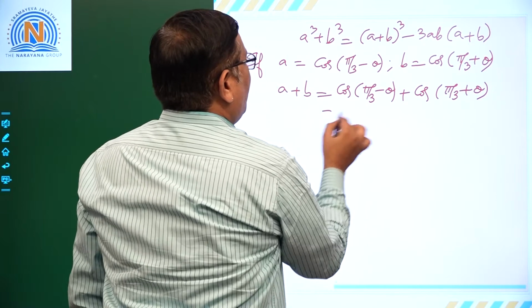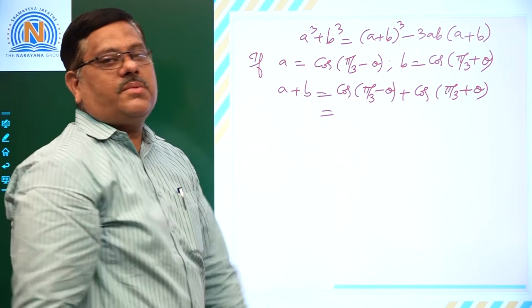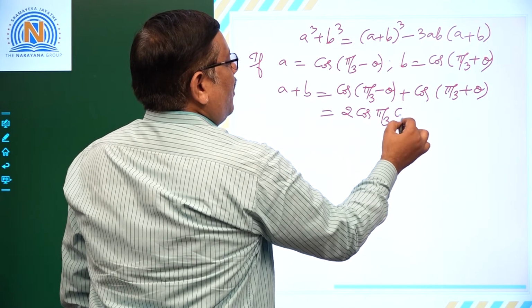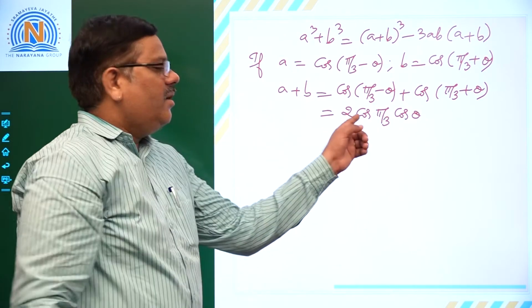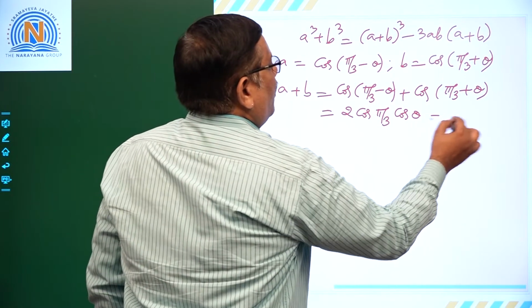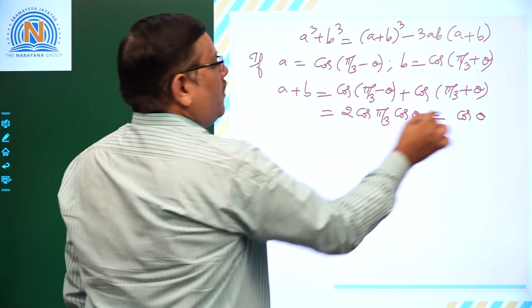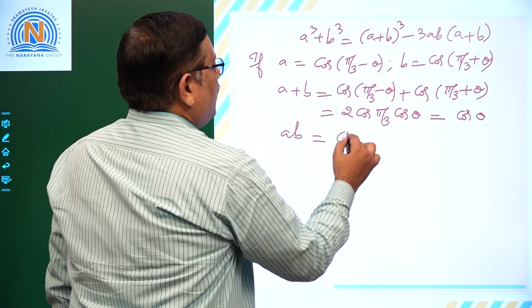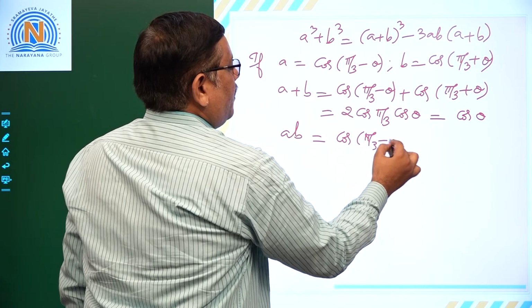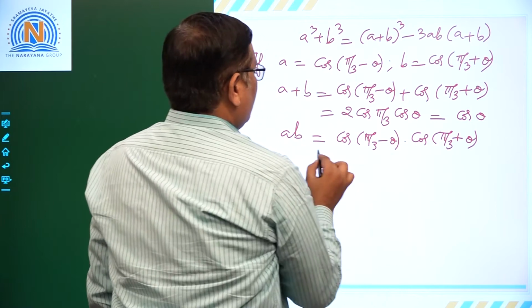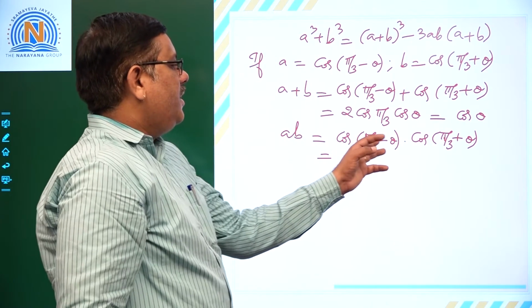Right? So it is in the form of cos A plus B plus cos A minus B, that is 2 cos A cos B. That is 2 cos pi by 3 into cos theta. What is cos pi by 3? 1 by 2. So 2 into 1 by 2 is 1. So the result is simply cos theta here. So the value of a plus b is cos theta. Then what about the value of ab? ab is going to be cos of pi by 3 minus theta into cos of pi by 3 plus theta. So it can be written as cos of A plus B into cos of A minus B.